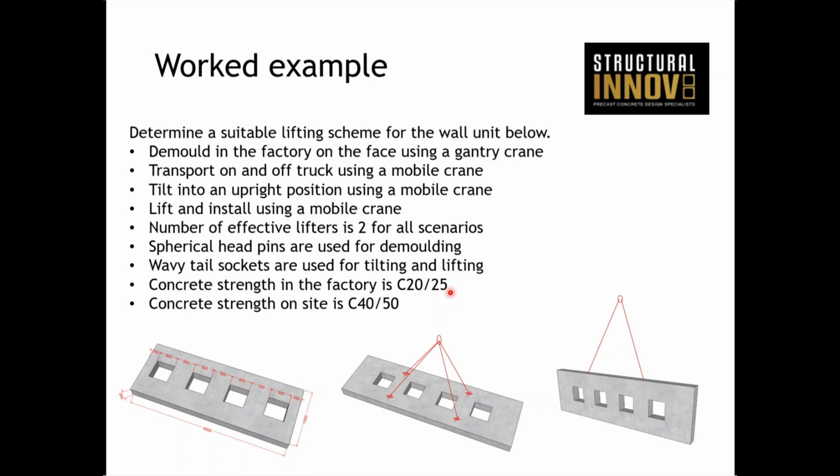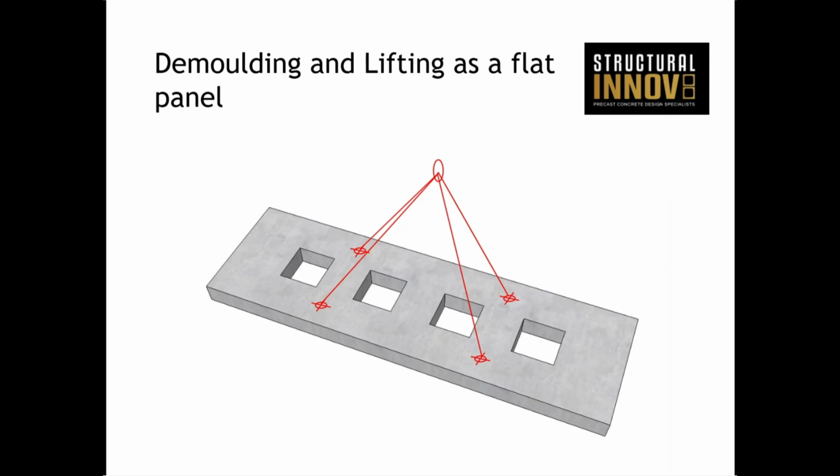We're going to use spherical head pins for the demolding in the face. And then when we get to the tilting and lifting, we're going to use wavy tail sockets. In the factory at the mold time, the concrete has achieved a strength of C20/25, and on site, when we're tilting and lifting, the concrete strength is C40/50. So those are the parameters that we set out for this problem. We're going to introduce a couple more parameters as we go through it, but we'll do that on a case-by-case basis. So the first place to start is obviously the demolding.